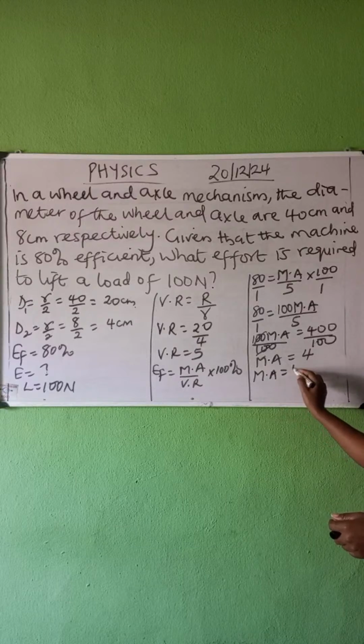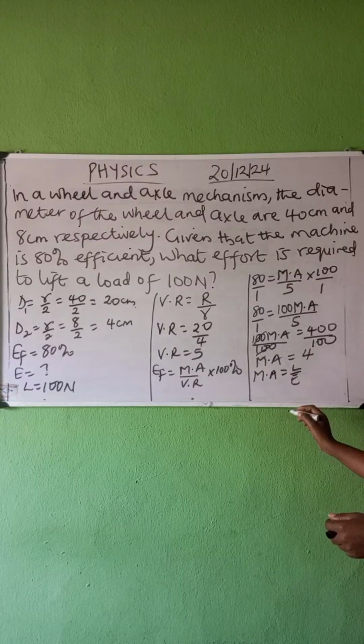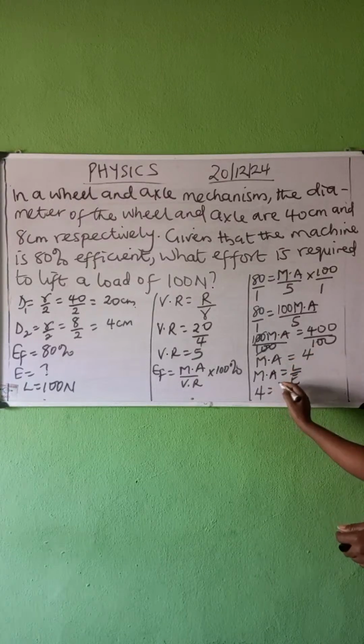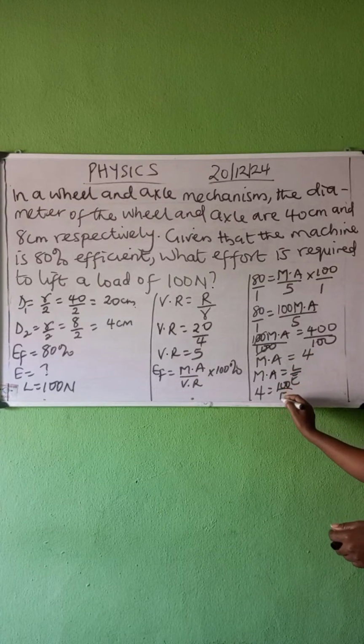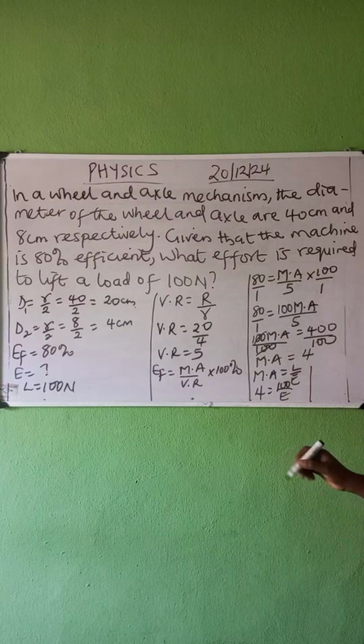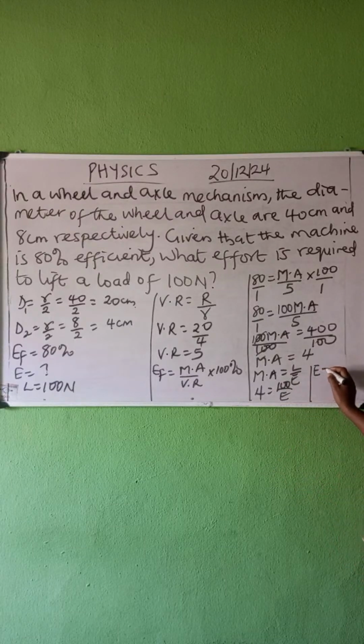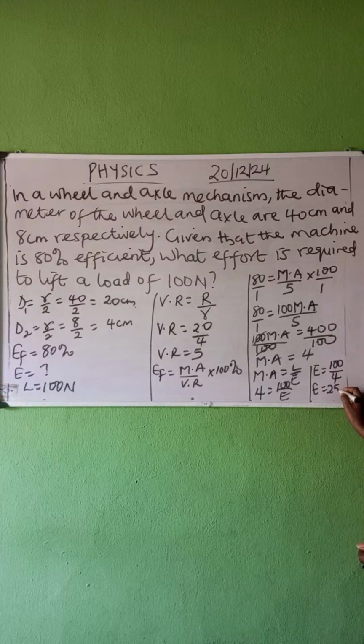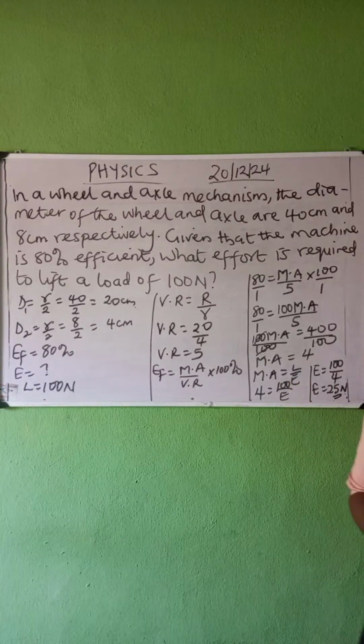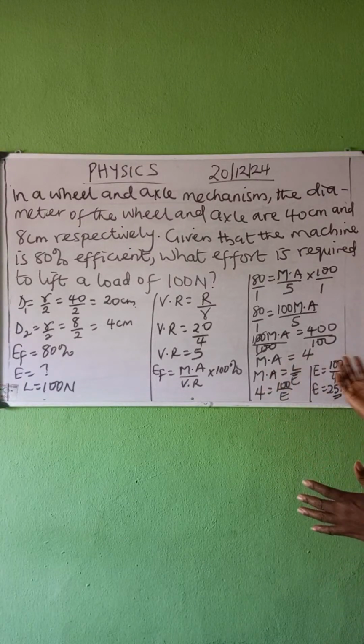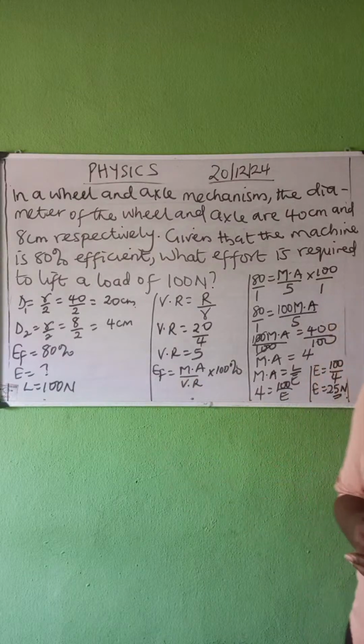Now, since I'm looking for the effort, MA is equal to load over effort. That means 4, which is what I got, is equal to 100 over E. Therefore, my effort is equal to 100 over 4. My effort is equal to 25 Newton. This is actually a JAMB question, so you can see you don't really need a calculator to solve this particular question.